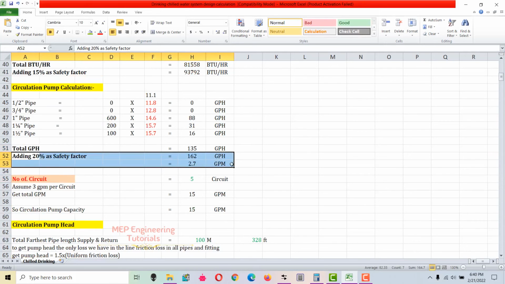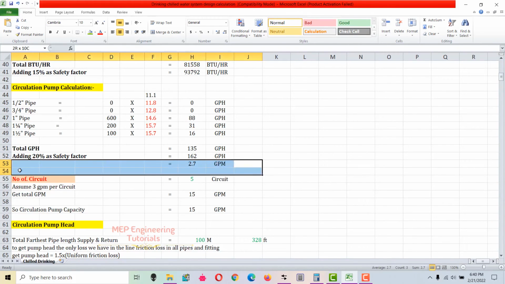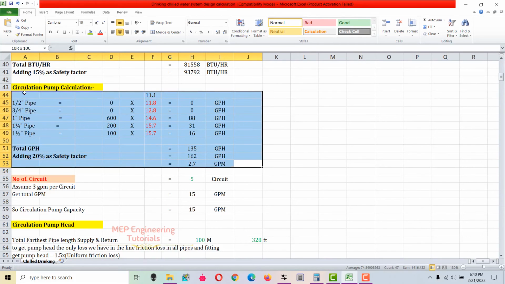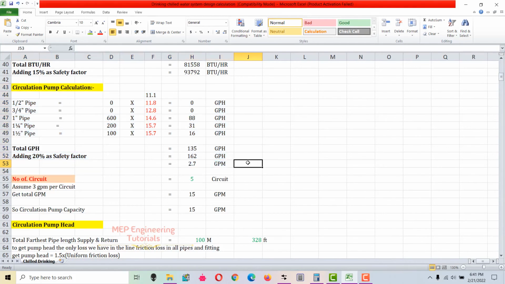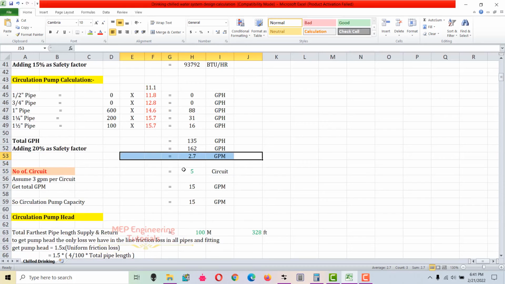So again we have to add 20% as a safety factor. After adding the 20% safety factor, we will get a total of 162 gallons per hour. If I want to convert into GPM, divide this value by 60, I will get 2.7 GPM. But it is not decided that we are going to use 2.7 GPM for the circulation pump. We need to check one more thing and then we decide whether we are going to use it or not.